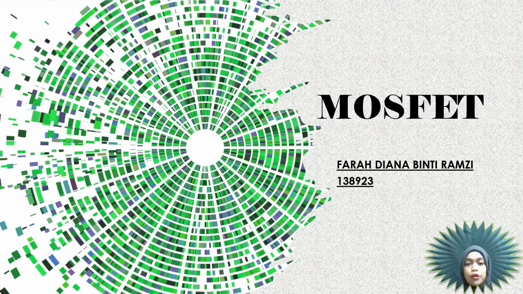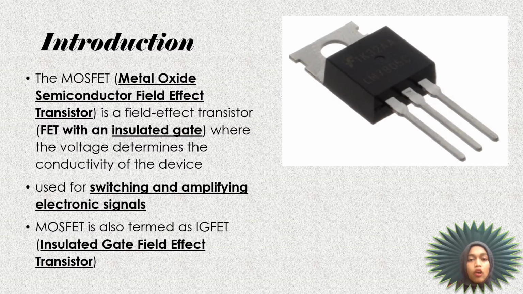In this video, I will present about MOSFET. MOSFET is a metal oxide semiconductor field effect transistor with an insulated gate, where the voltage will determine the conductivity of the device, and it is widely used for switching and amplifying electronic signals in electronic devices. It is also called an insulated gate field effect transistor.